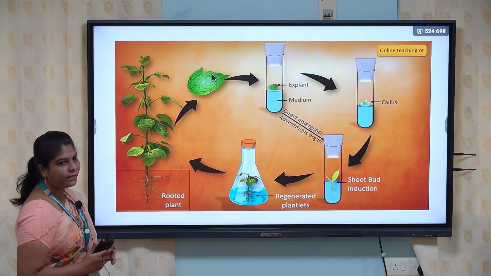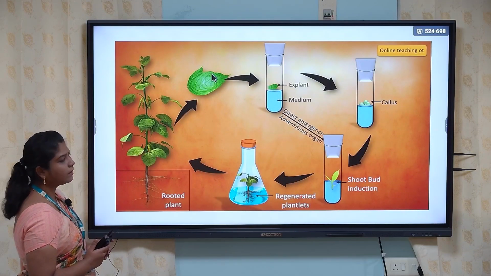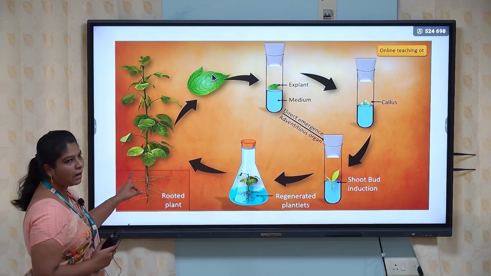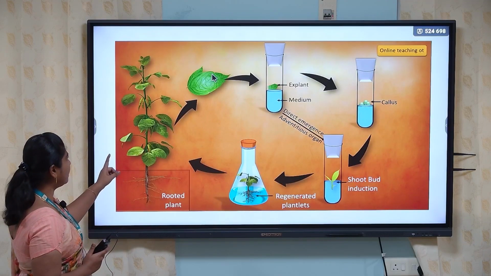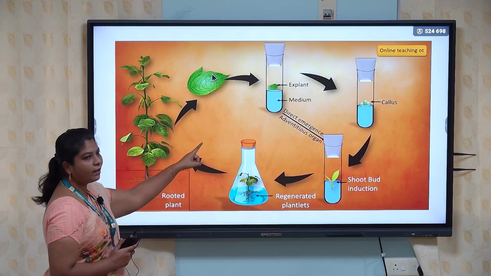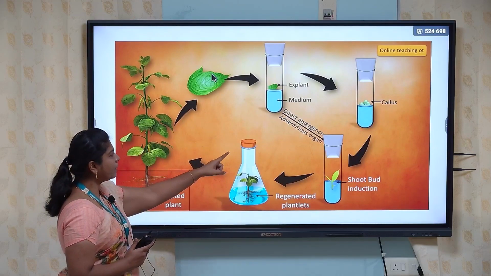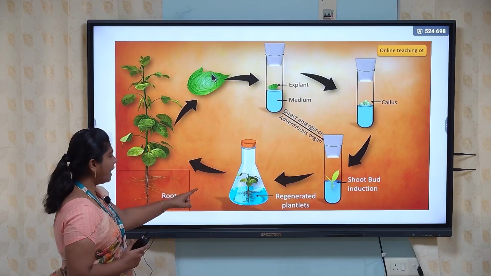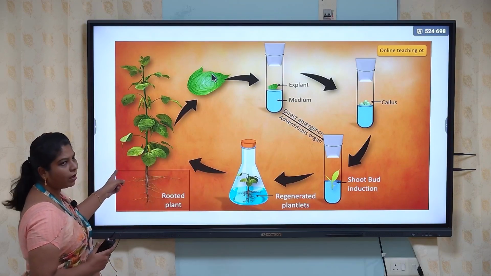Here you can see the structure of callus culture and organ culture. From the plant, a part of the plant, the leaves, is chosen and given a proper medium. After callus formation, the callus is propagated into shoot and root and then taken to the greenhouse.